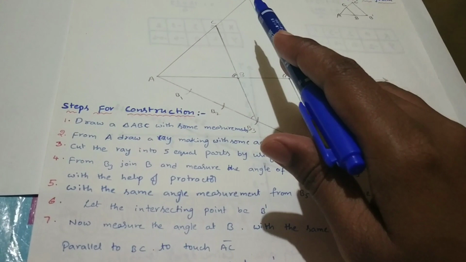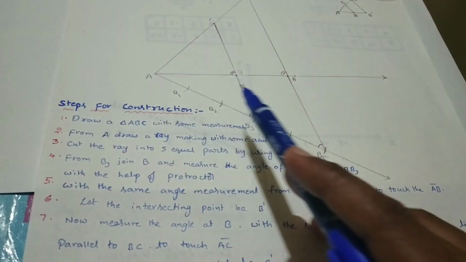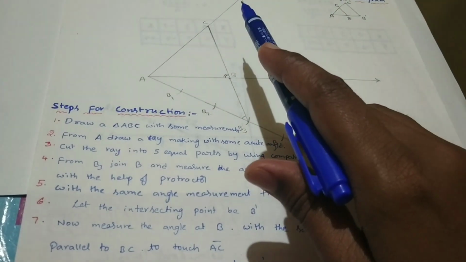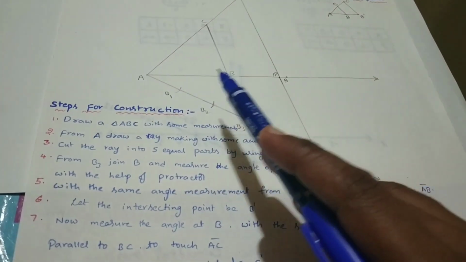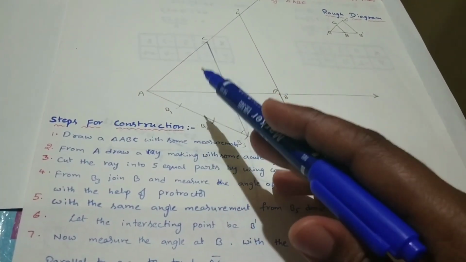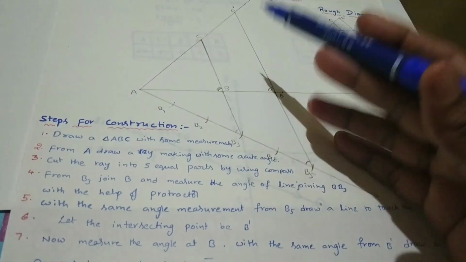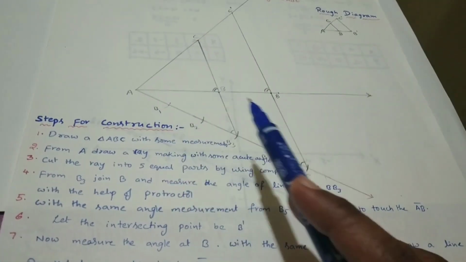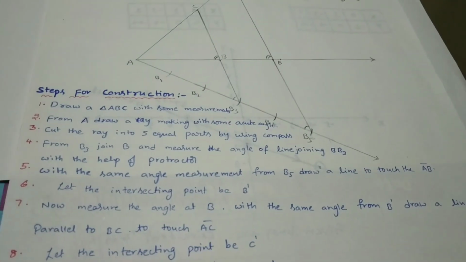So this is A, B dash, C dash. This is outside of the given triangle ABC. This is an improper fraction, so the required triangle should come out of the triangle. So A, B dash, C dash is our required triangle.